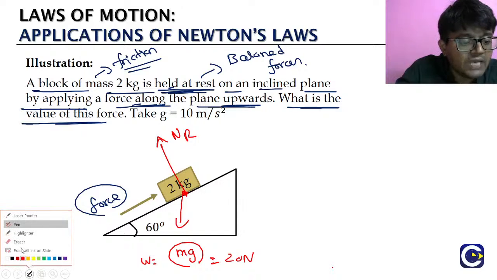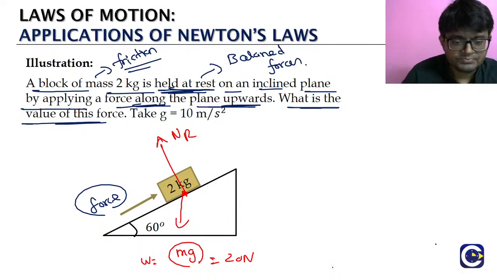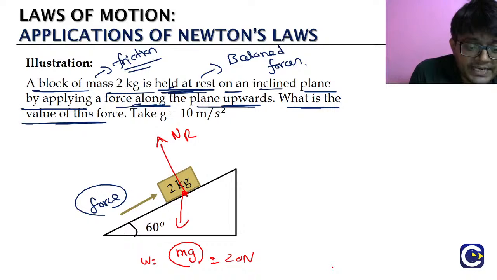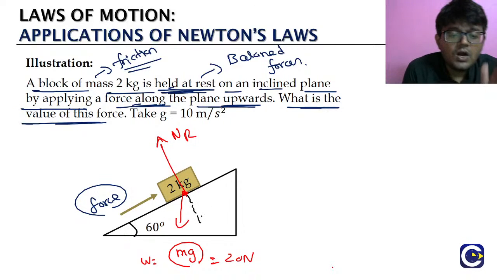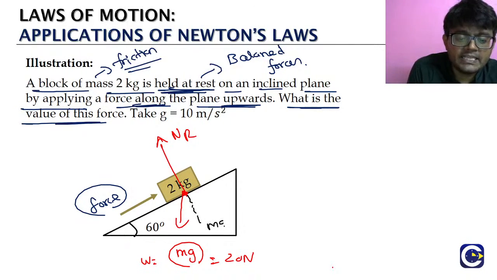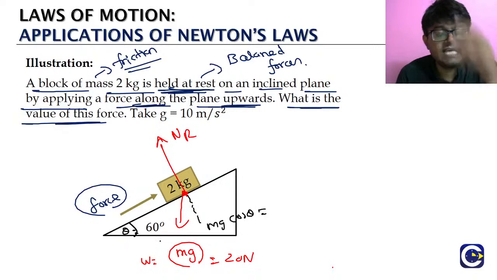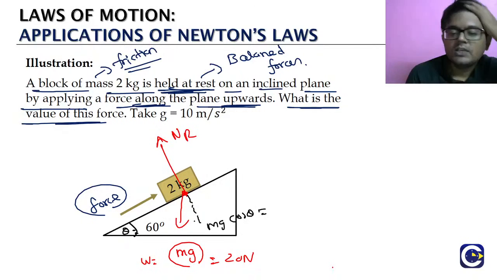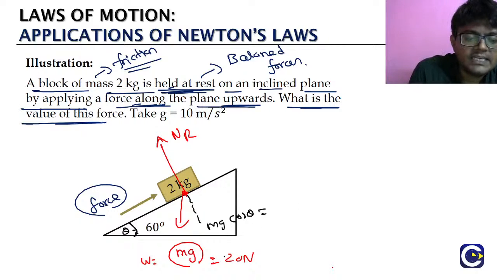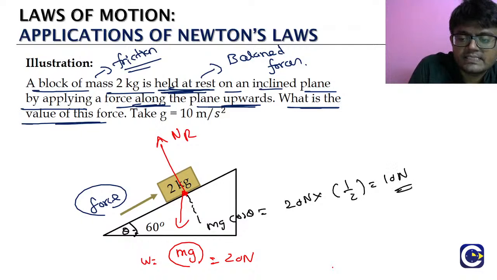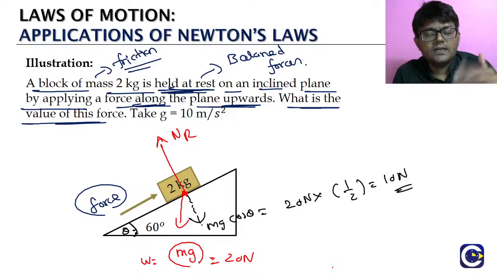Here, I want to take the components of the weight. Component of the weight normal to the plane is mg cos theta. Theta is what? 60 here. What is the angle of the inclined plane? 60. Okay. So mg cos theta is 20 newtons into cos 60, which is half. So total is 10 newtons. That is the component of the weight perpendicular to the inclined plane.